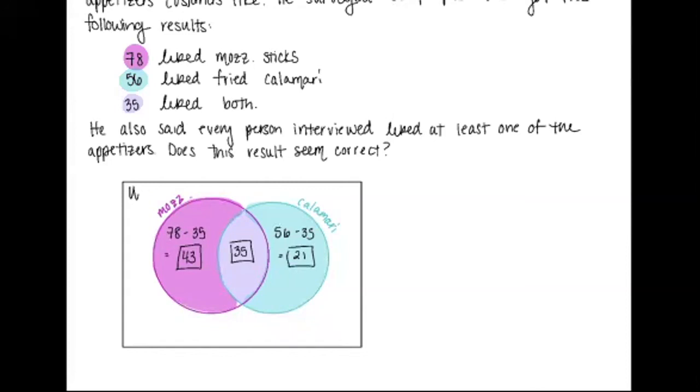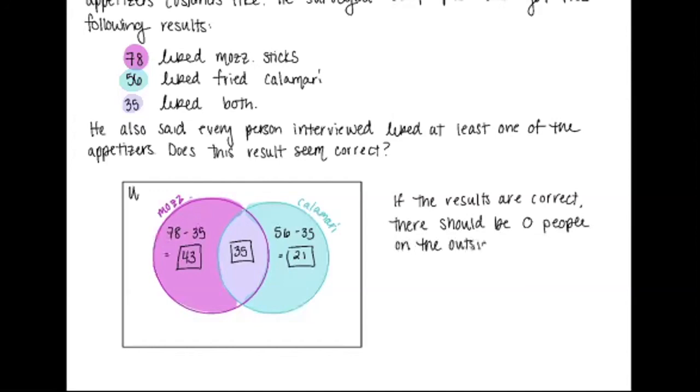So he told us that everyone liked at least one of these. So if the results are correct, there should be 0 people on the outside of the circles, since everyone liked at least one appetizer.